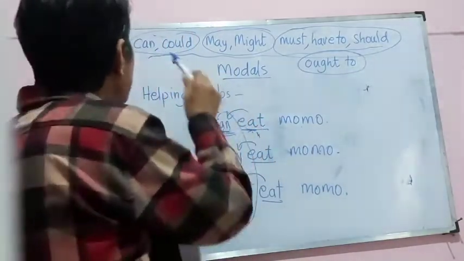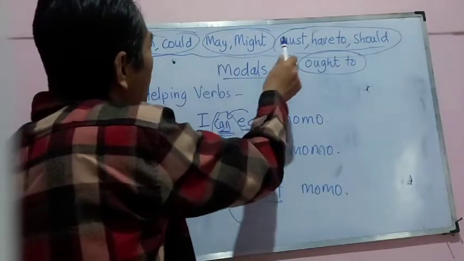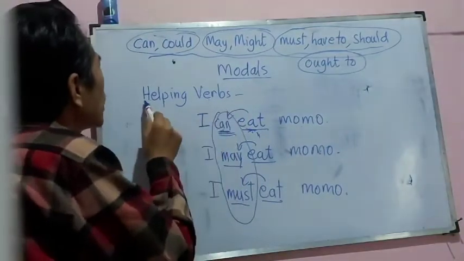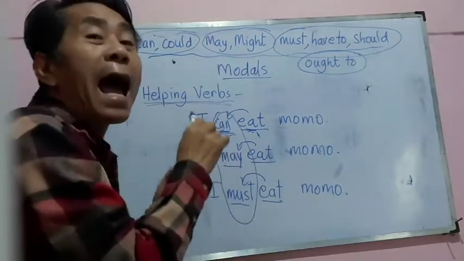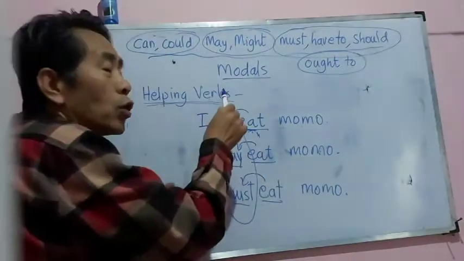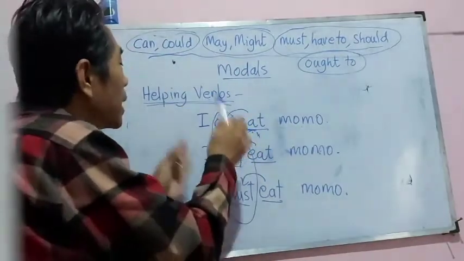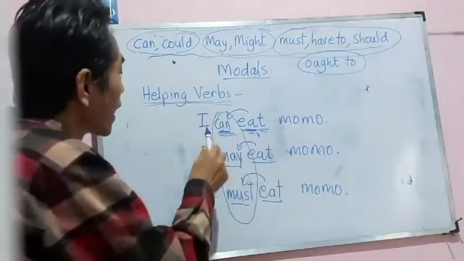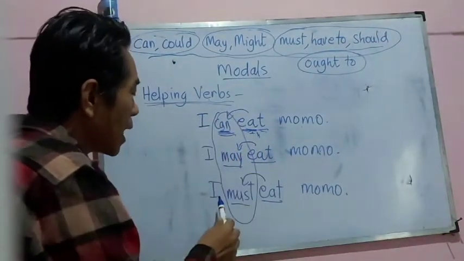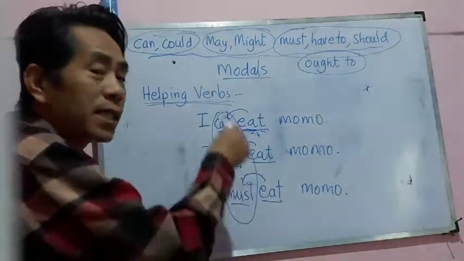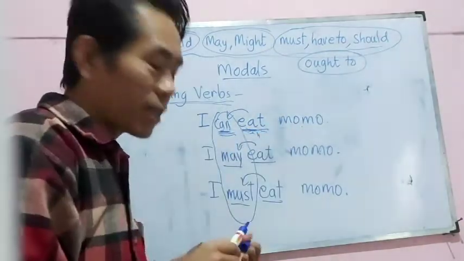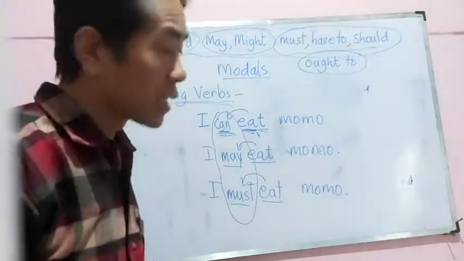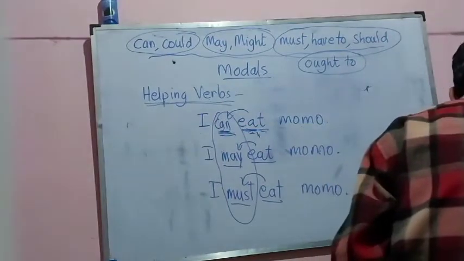What are these modals? These modals are can, could, may, might, must, have to, should, ought to. These modals are called helping verbs. They are not the actual verb, not the main verb, but they are the helping verb. They change the meaning of the main verb. I can eat, I may eat, I must eat. In all these sentences, the meaning changes. So that is about the modals. We are going to go further.